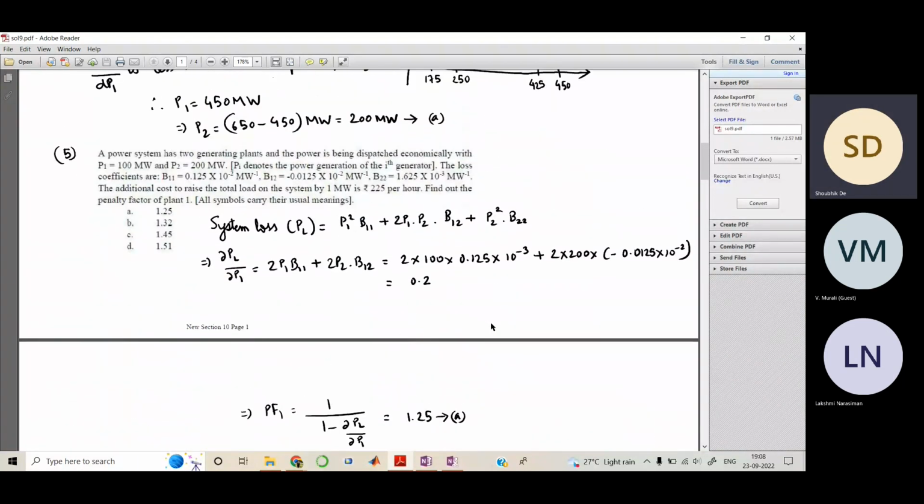Okay. So now let us solve this question. Question number 5: a power system has two generating plants, and the power is being dispatched economically with power generation at plant 1 being 100 and plant 2 being 200 megawatt. So the loss coefficients are this. The additional cost to raise total load on the system by 1 megawatt is this much. Find out the penalty factor.